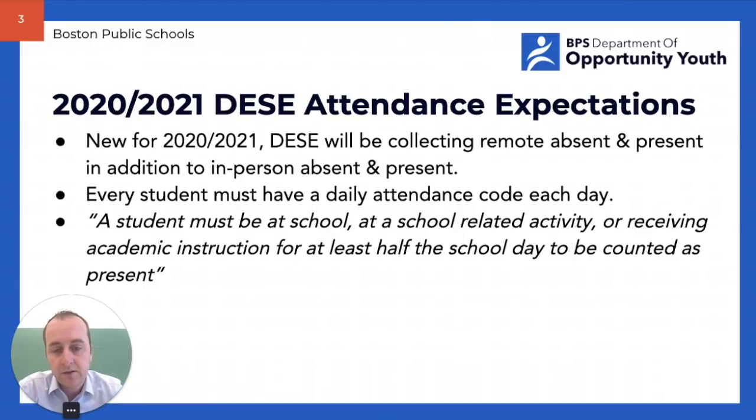DESE has stated that a student must be at a school-related activity, or receiving academic instruction, for at least half of the school day to be counted as present. So this is an increased expectation from the spring, where a student must be present, either remotely or in person, for at least half of the day or half of the expected academic instruction in order to be counted as present for that day.